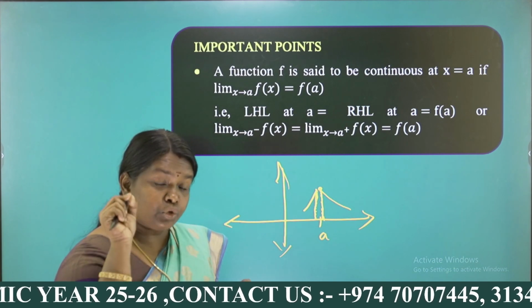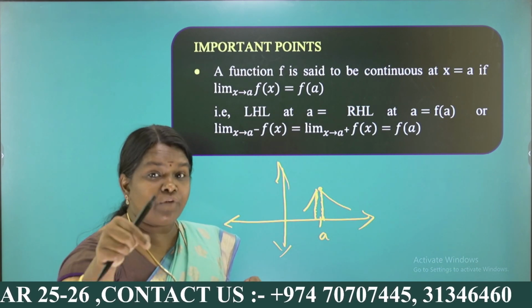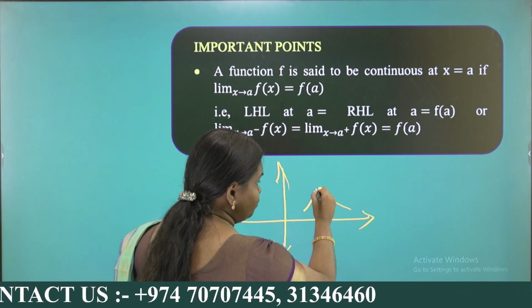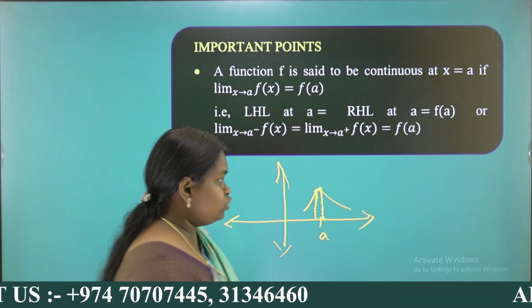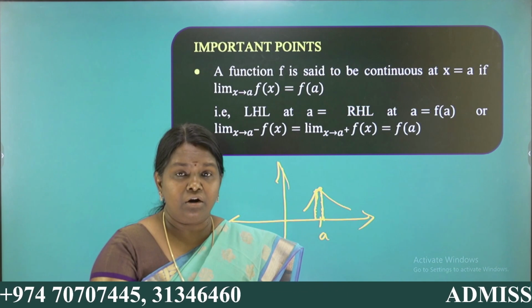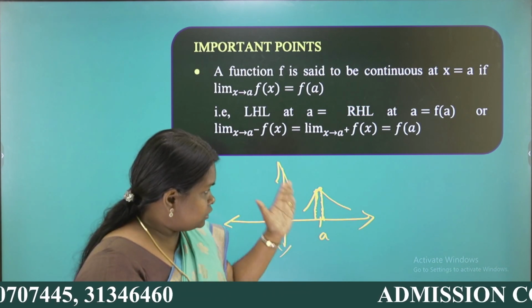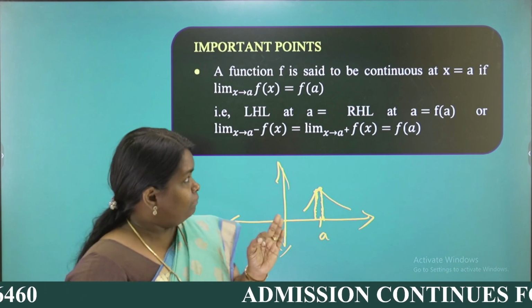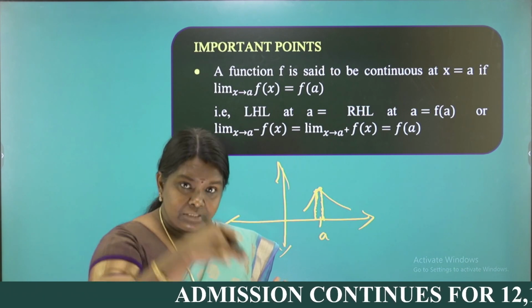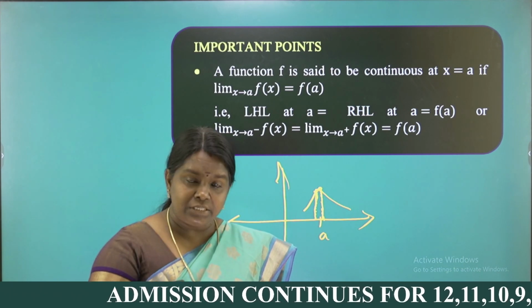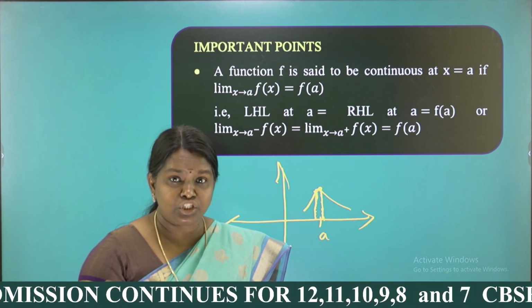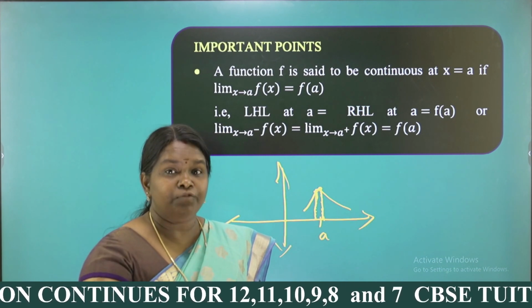At x equal to a, the function's value is the same as these two values. For example, suppose I have joined that, now I got at x equal to a also the value of the function is the same. That means literally saying LHL equal to RHL equal to the value at the point. Hope you all got it. What is the definition of the limit of a function?